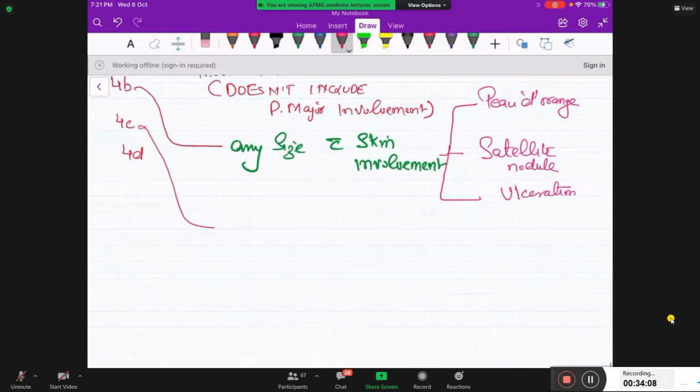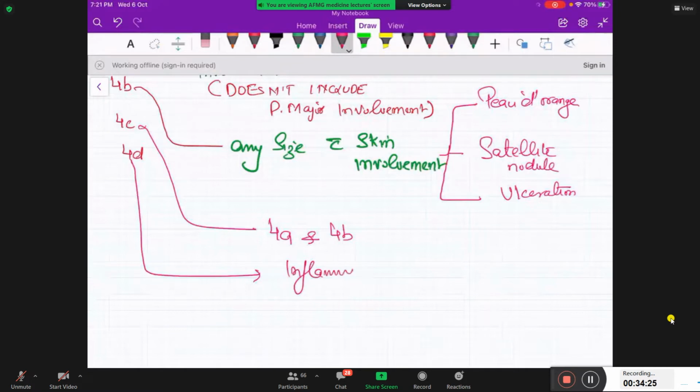T4C is 4A and 4B together. 4D is inflammatory carcinoma, right?